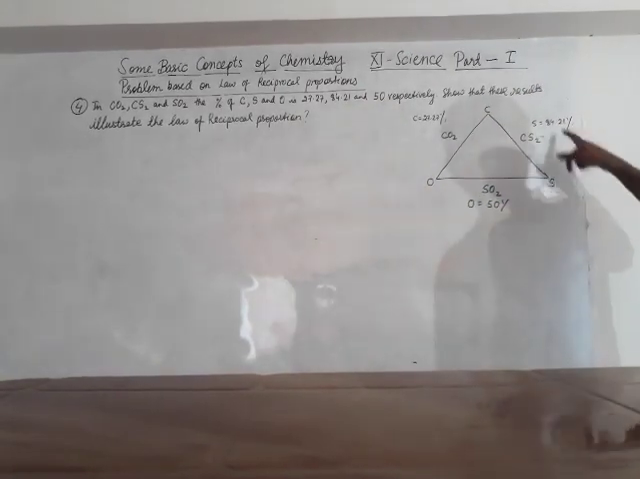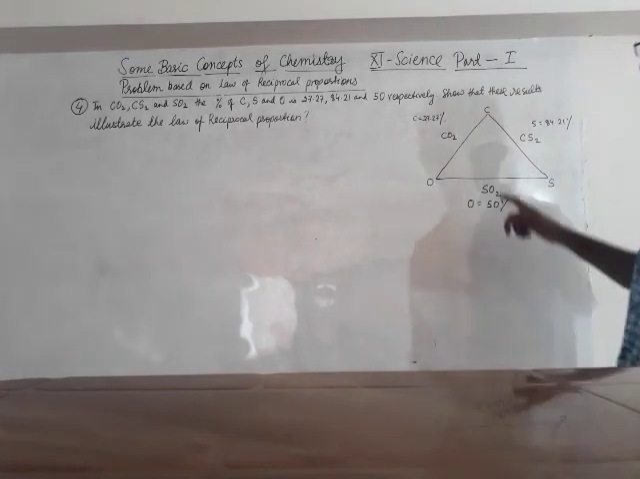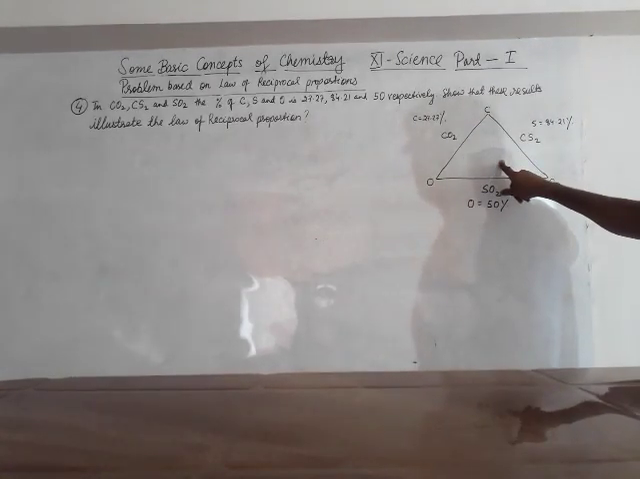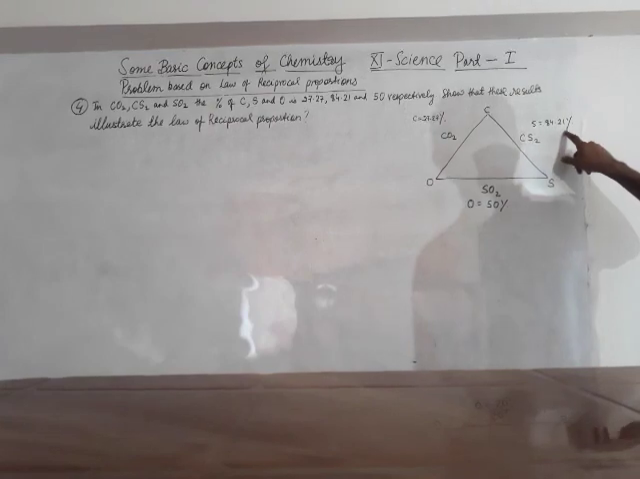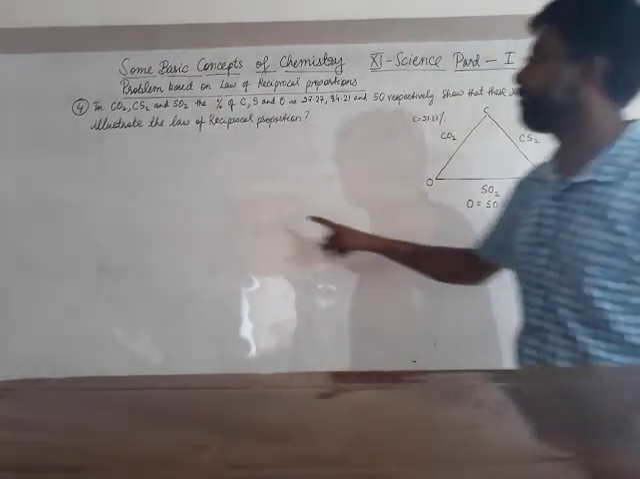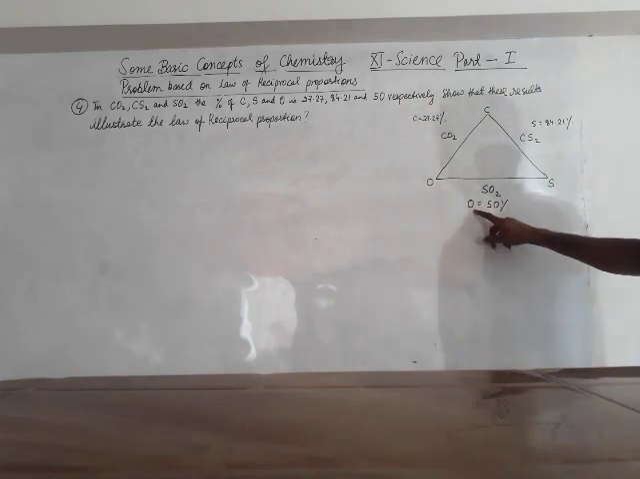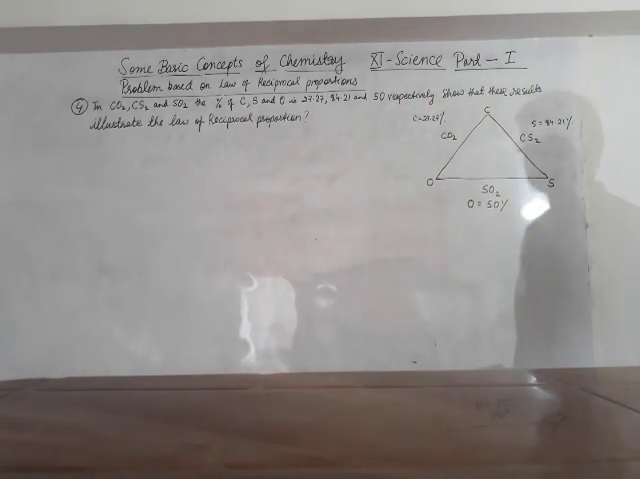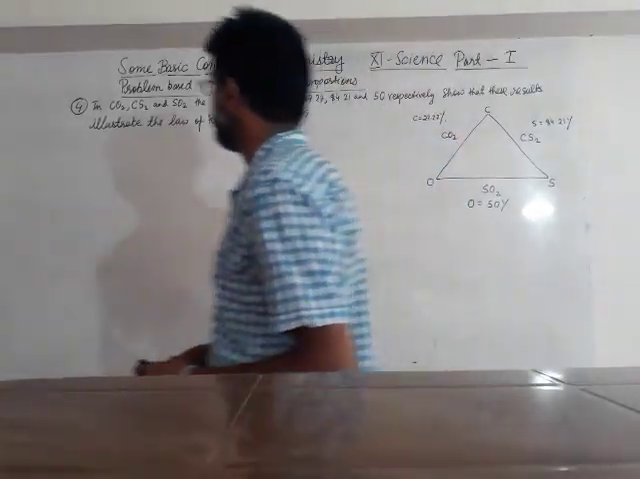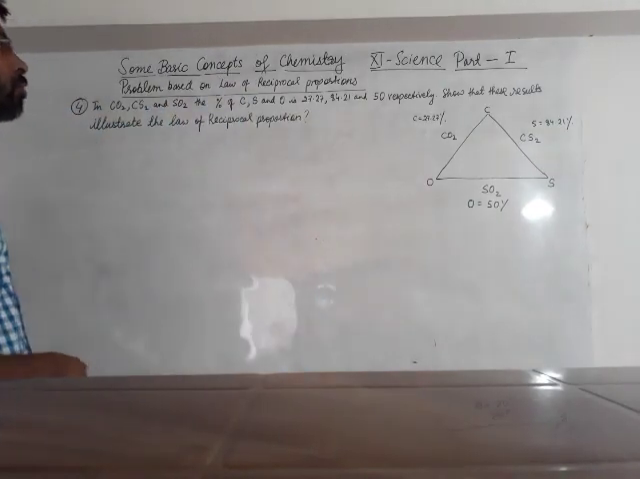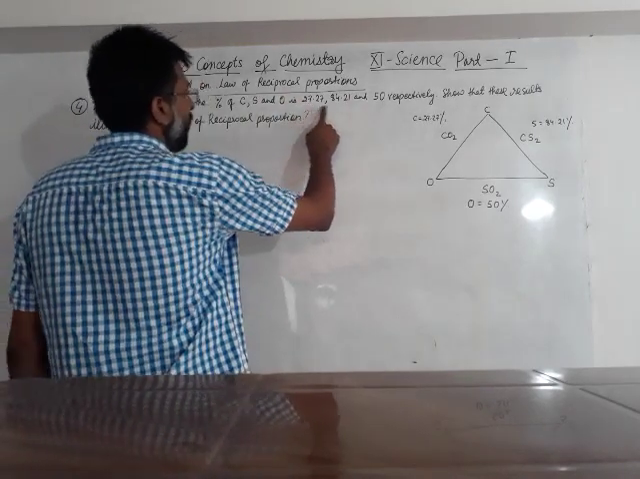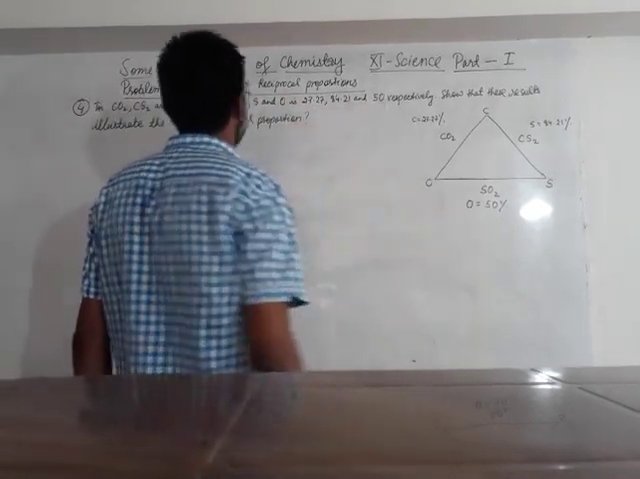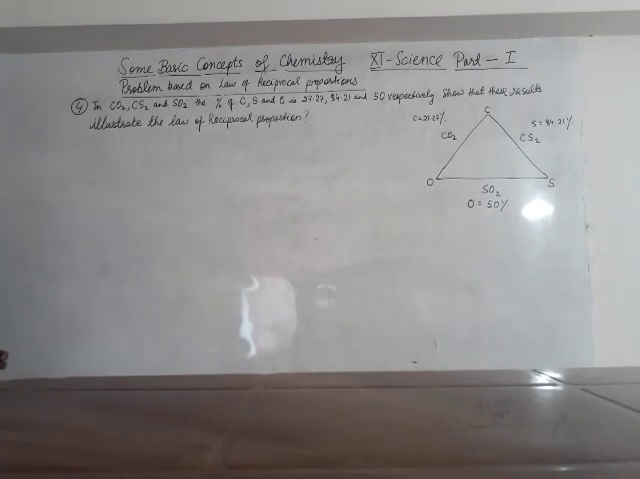This illustrative diagram is not a part of the question. I have drawn this diagram to explain how to solve this and how to understand this question. In carbon disulfide, the percentage of sulfur is 84.21%, and in the third compound, sulfur dioxide, the percentage of oxygen is 50%. So, now using this data, we have to show that these results, 27.27, 84.21 and 50%, illustrate the law of reciprocal proportion.